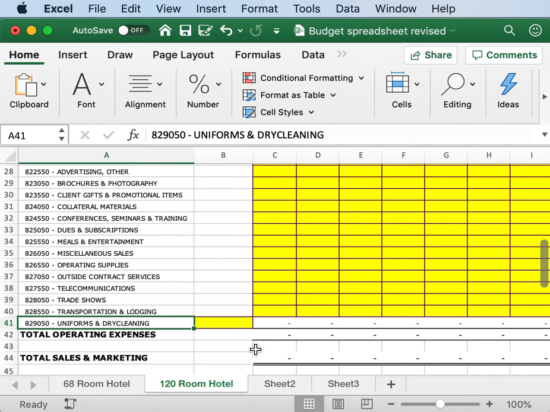Last here we have uniforms and dry cleaning expense. Hotels want their salespeople to look really sharp. One way of really helping that happen is to provide complimentary dry cleaning or some kind of a dry cleaning allowance to your staff to ensure that their apparel is in top-notch shape. And that's commonly like $60 to $80 per manager per month.